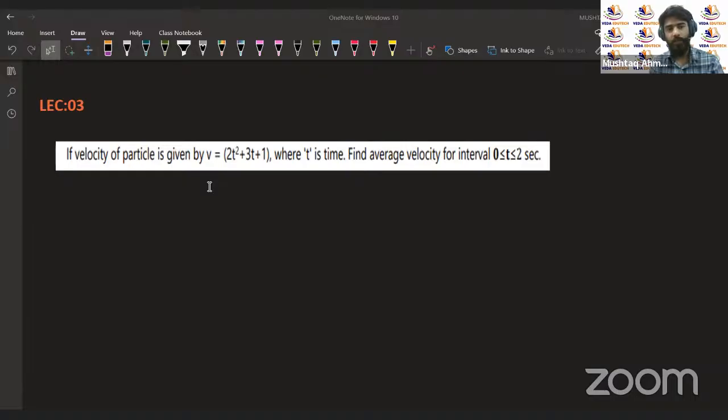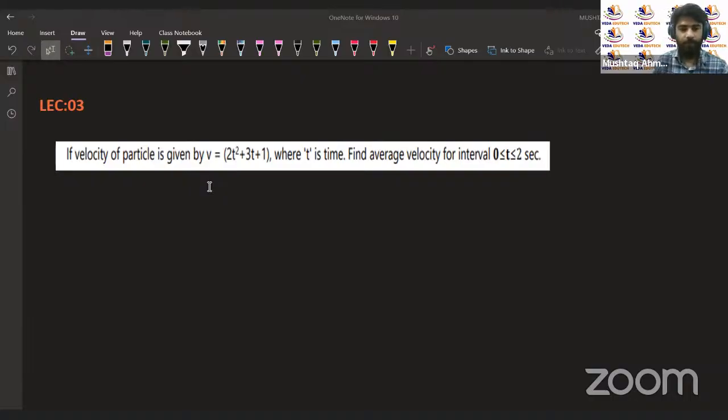The problem is that the velocity of a particle is given by v equal to 2t square plus 3t plus 1 as a function of time, where t is time. And we are asked to find the average velocity between the interval 0 and 2 seconds, right? So between time t equal to 0 and t equal to 2 seconds, we have to calculate the average velocity. And velocity has been given as a function of time.